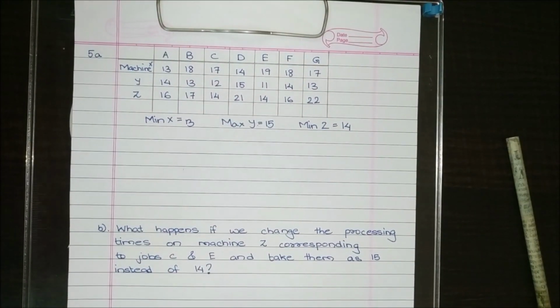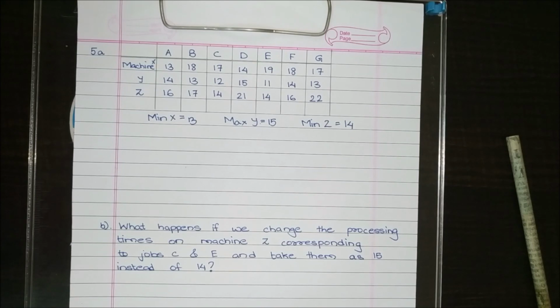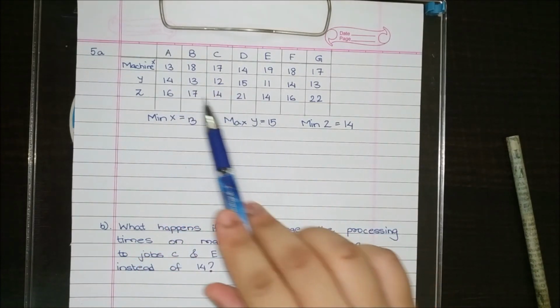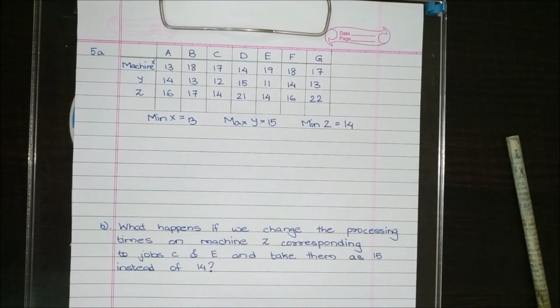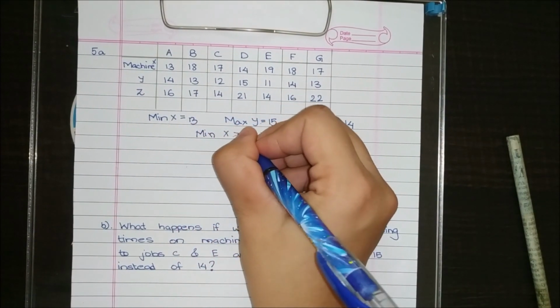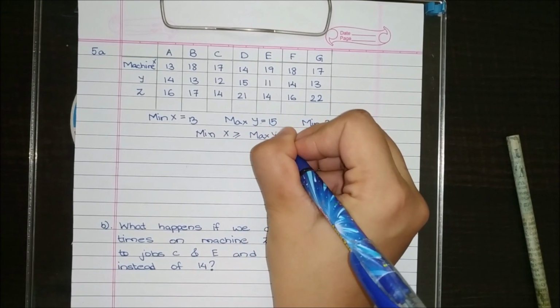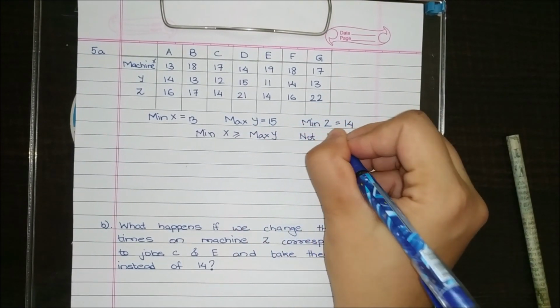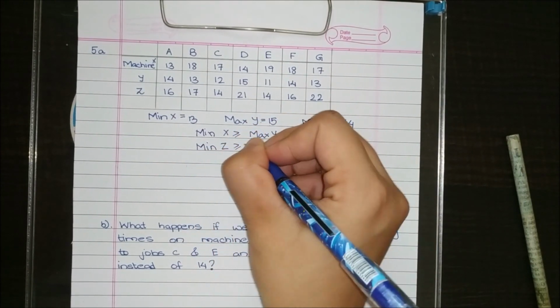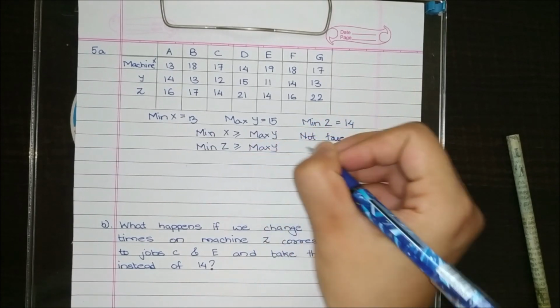सो फिफ्थ क्वेश्चन में वी आर गिवन 3 मशीन्स XYZ एंड 7 जॉब्स एंड हमको इसको सॉल्व करना है. तो इसके लिए फर्स्ट वी हैव टू चेक द कंडीशन इफ इट इज सैटिस्फाइड सो दैट वी कैन कन्वर्ट इनटू अ 2 मशीन प्रॉब्लम. तो आई हैव रिटन डाउन मिनिमम ऑफ X इज 13, मैक्सिमम ऑफ Y इज 15 एंड मिनिमम ऑफ Z इज 14. Now see, the 2 conditions were minimum of X should be greater than equal to maximum of Y, which is not true. Okay, दूसरा वाला क्या है? Minimum of Z should be greater than equal to maximum of Y, which is also not true.